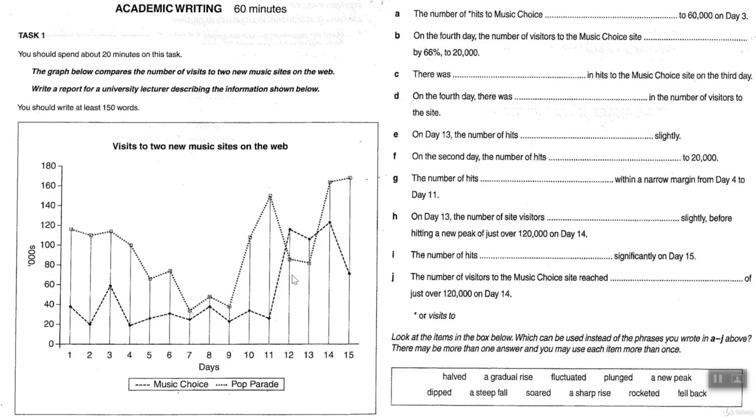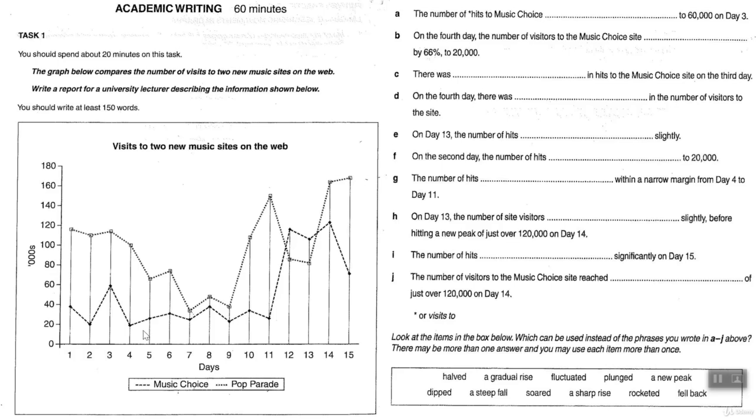So if we're going to compare how many people visited Pop Parade and how many people visited Music Choice, we can say that, generally speaking, Pop Parade was more popular than Music Choice over the 15-day period, couldn't we? So that would probably be our elephant sentence, that more people visited Pop Parade over most of the period, because we can see here from day 12 to 13, Music Choice overtook Pop Parade, didn't it? Now for this exercise, we're only looking at Music Choice, this one here.